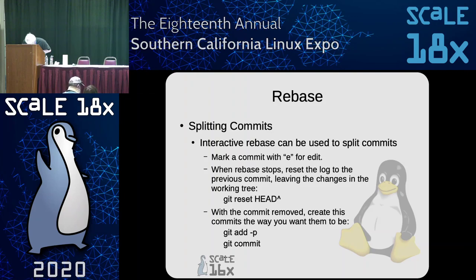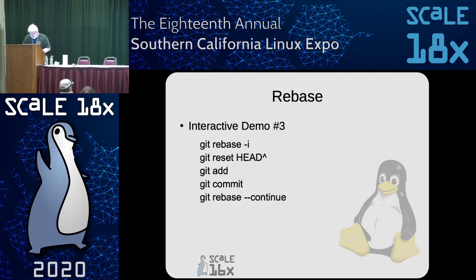It'll reset the log to the previous commit, leave the changes in the working tree. When it stops, you should reset the log to the previous commit and leave the changes in the current working tree by using git reset HEAD^. So now that commit has been removed. So you recreate it in the way that you want, possibly breaking it up into multiple smaller commits using the standard git add -p and git commit, lather, rinse, repeat.